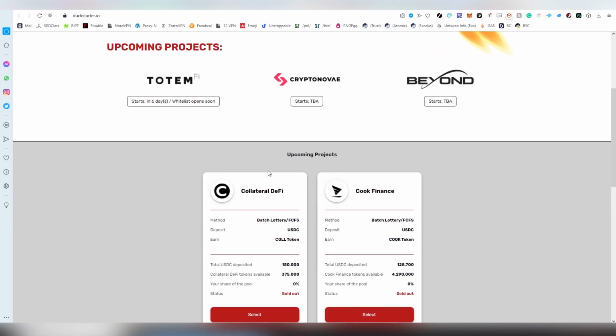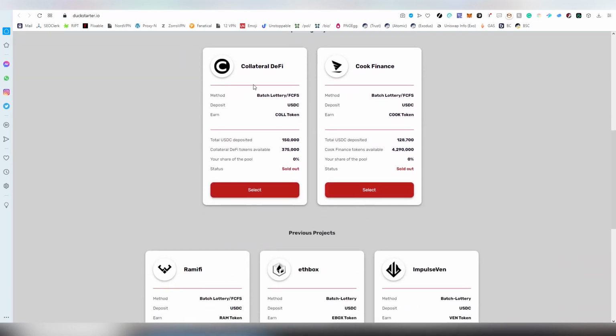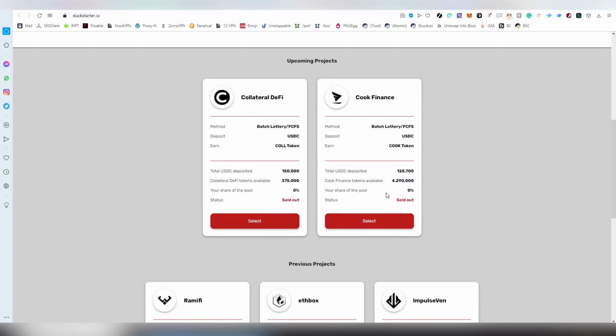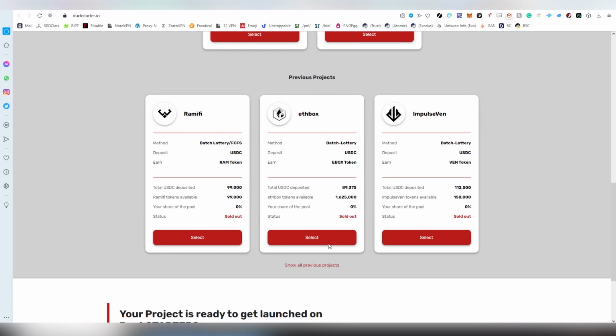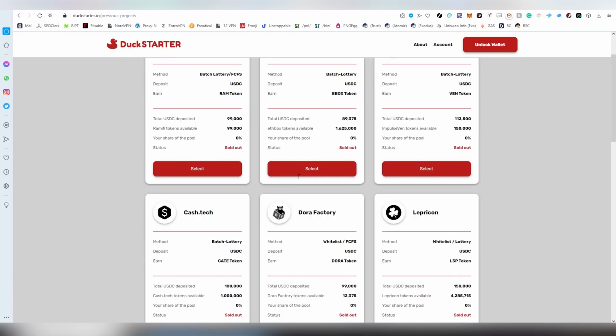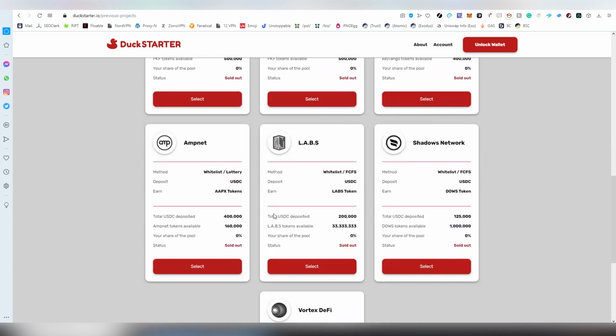And as I said, there are a lot of projects which might be, I don't know about these. Cook Finance could be just another farm site. I wouldn't invest in that. And these are already sold out, by the way, as you can see from the status. There's been a couple of previous projects. I'm not familiar with any of these. Never heard about anything here.